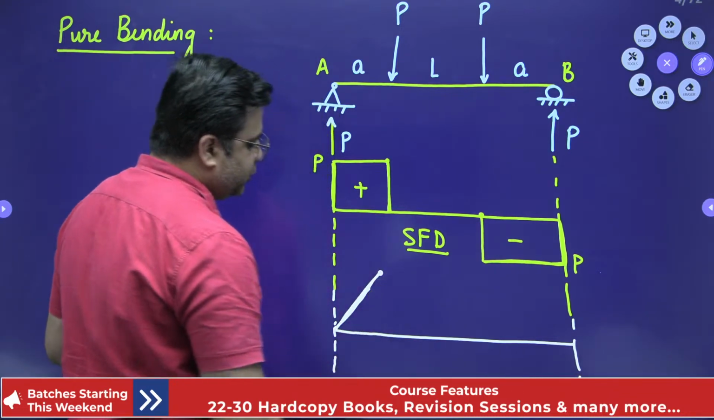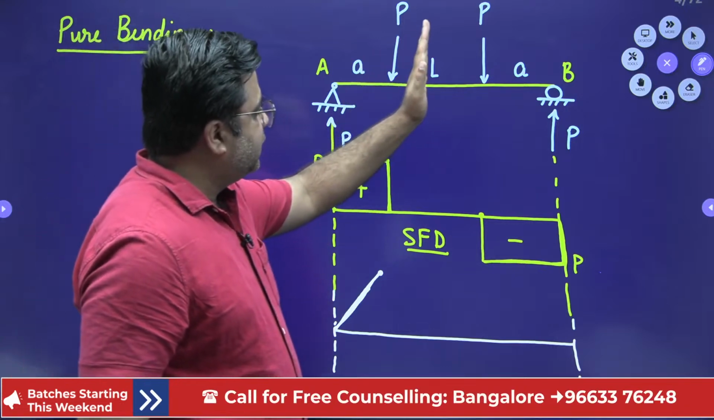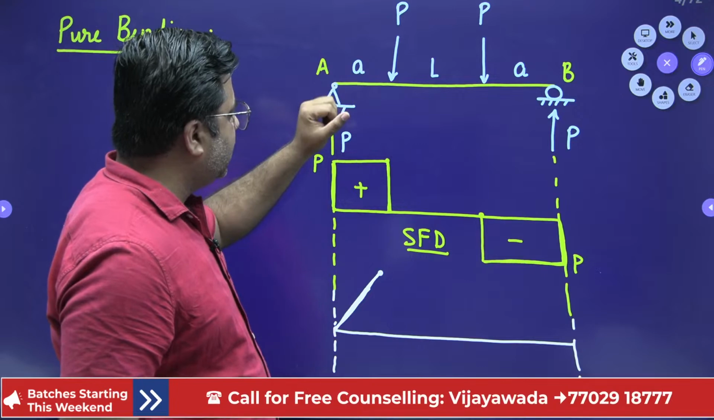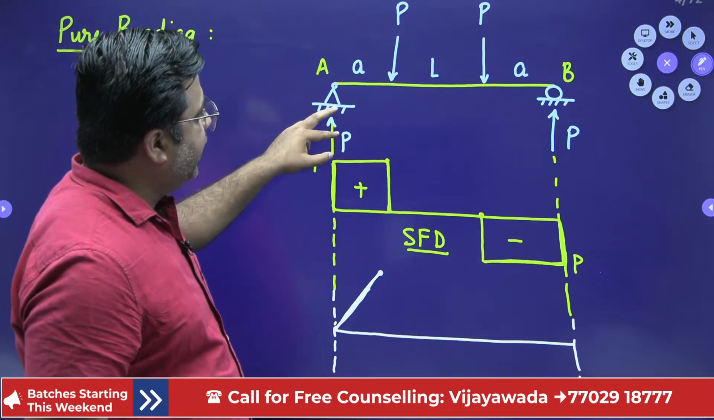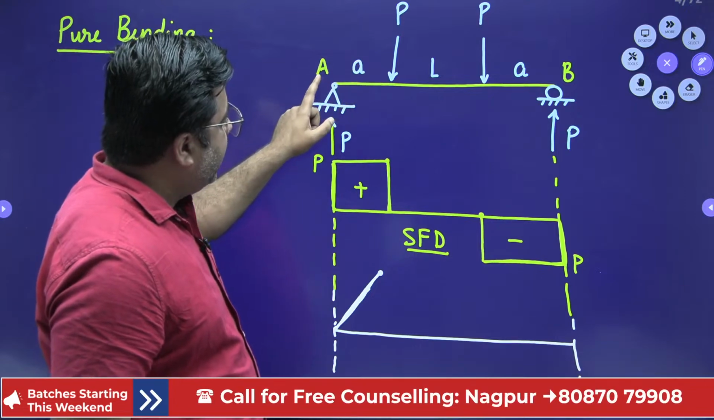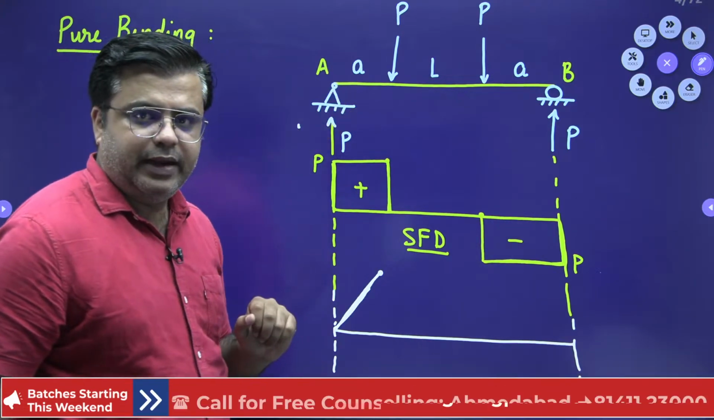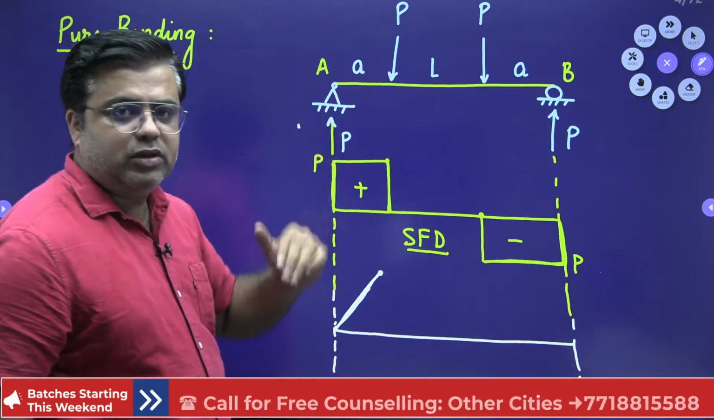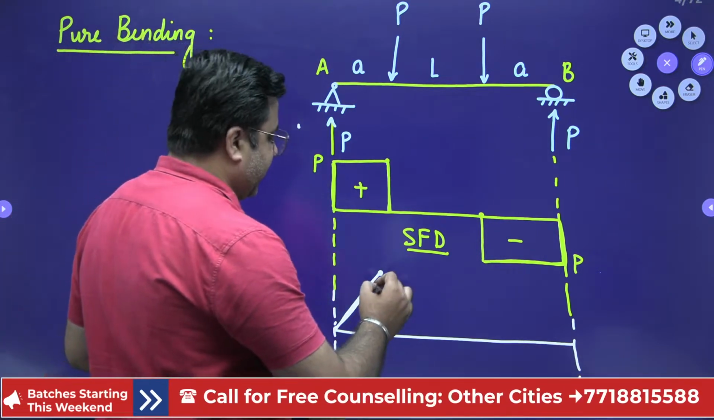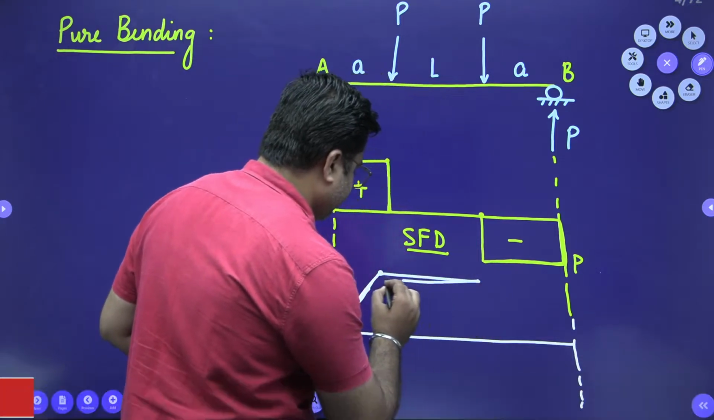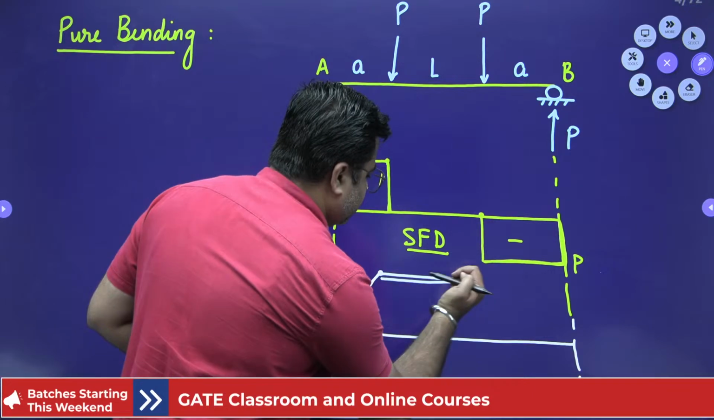Then after this point, if you consider section XX in between these two loads, right? The total moment will be P into X minus P into (X minus A). So you will get P into A as a constant value for this entire span. For this entire span, you will get minus P into A as a constant value.